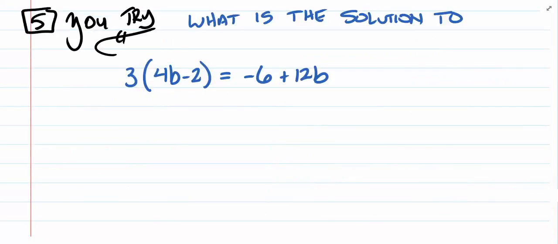Here's box number 5. It's a you try. And I want you to go ahead and try to solve what is the solution to 3 times 4b minus 2 equals negative 6 plus 12b.